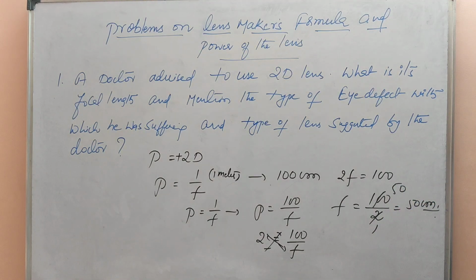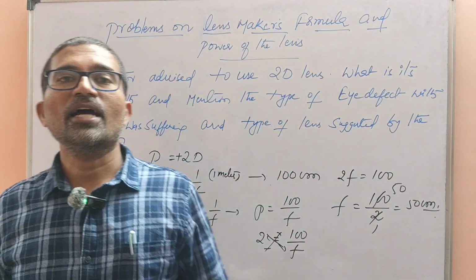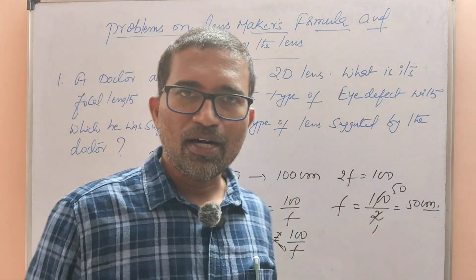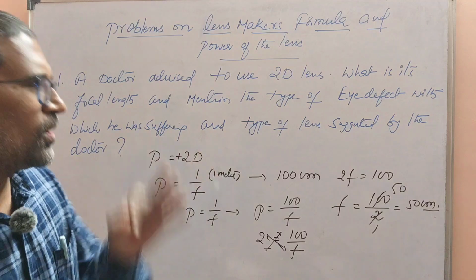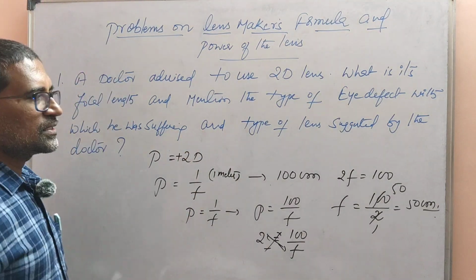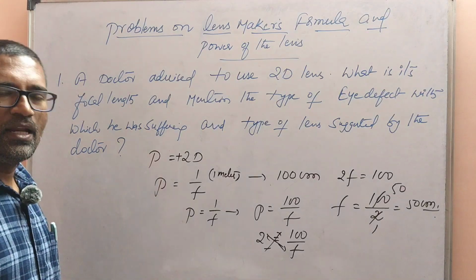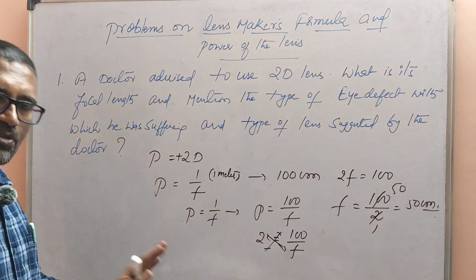Based on this lens, we can guess the eye defect. The person is suffering from hypermetropia. I hope you all understood this simple logic. So after copying this, we'll go with another model of problem based on the power of the lens concept. Please copy this.